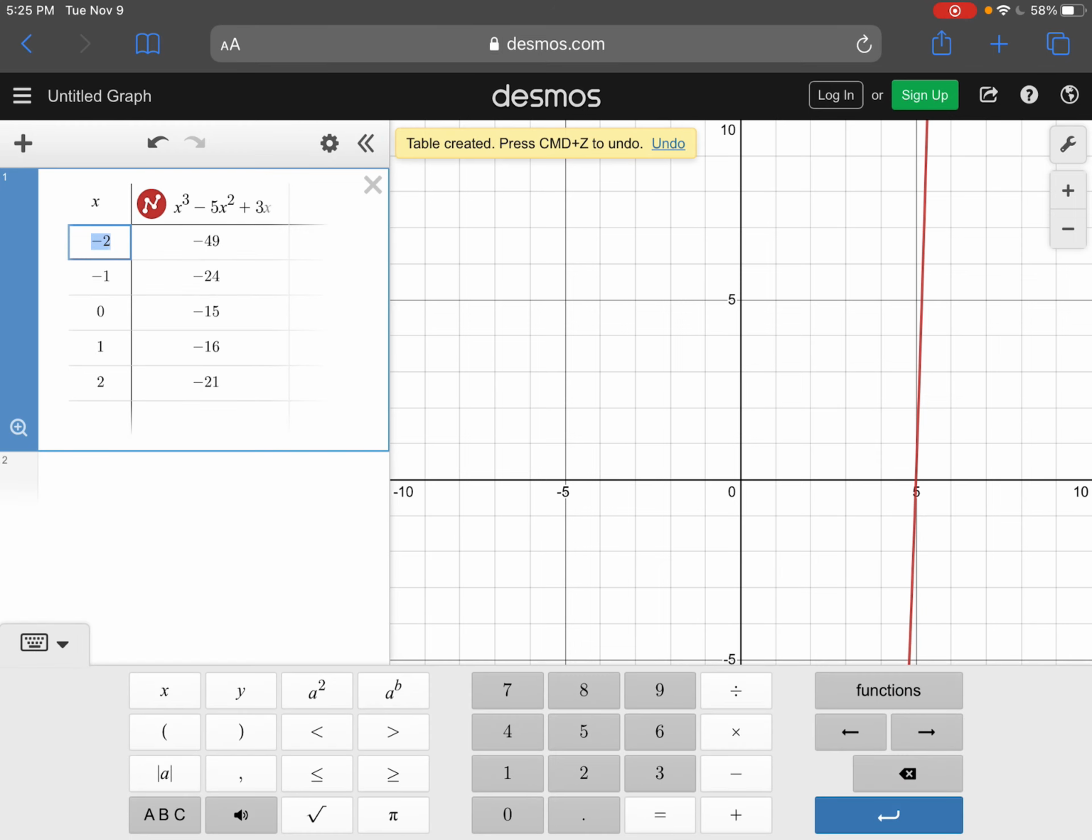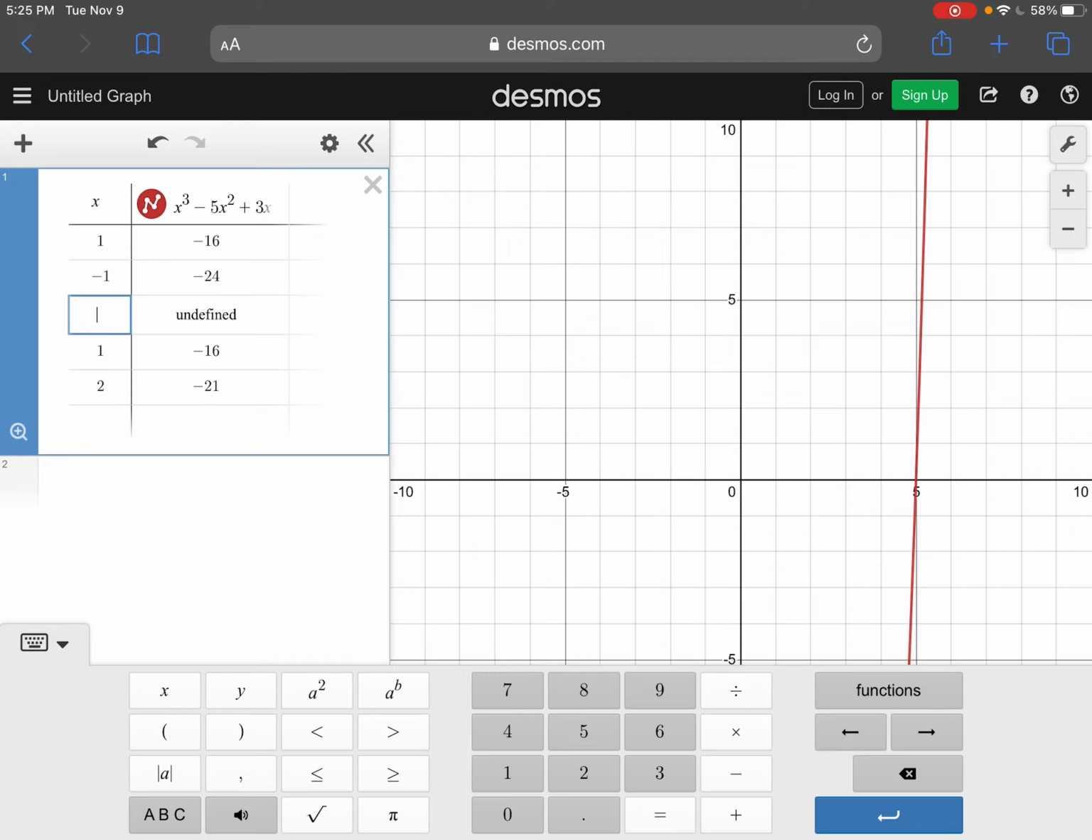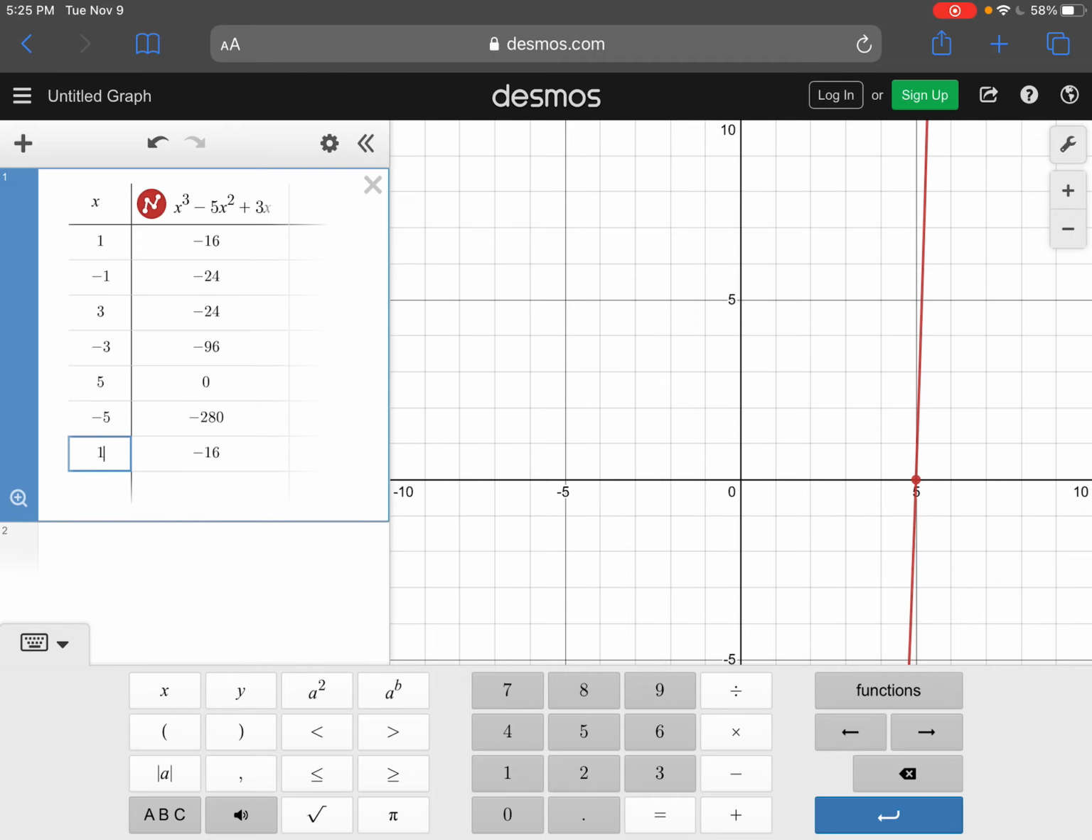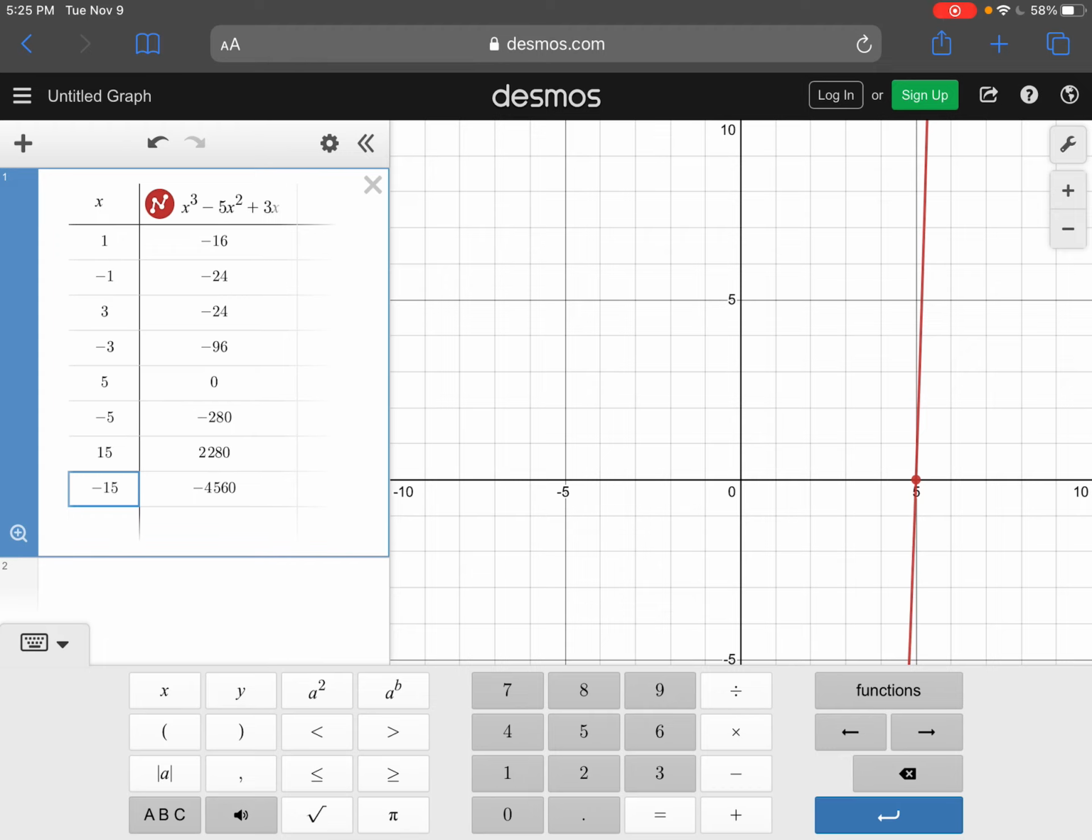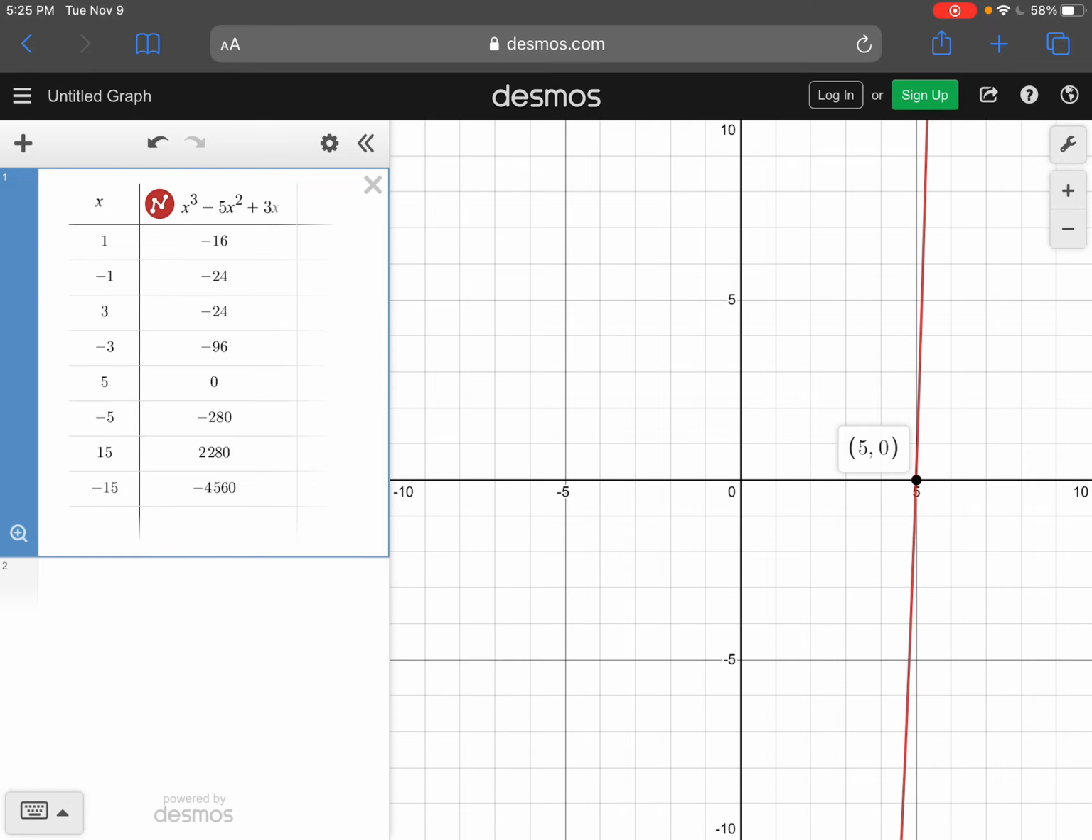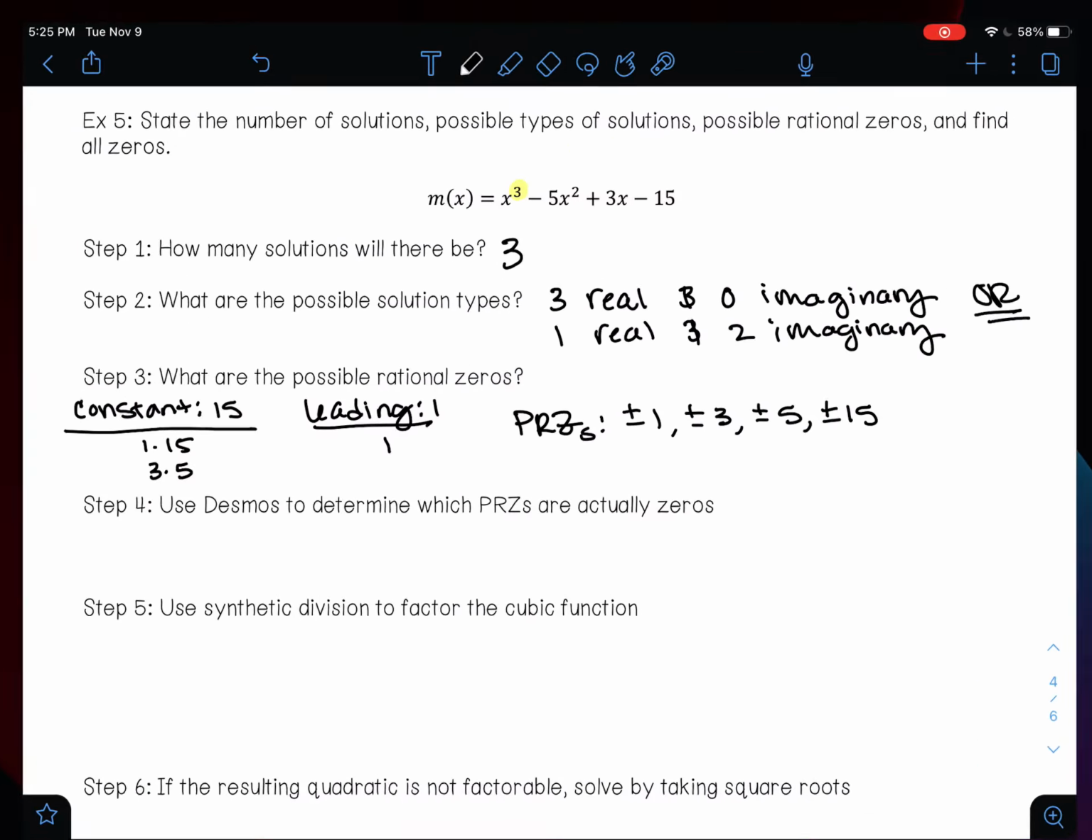So I have positive 1, negative 1, positive 3, negative 3, positive 5, negative 5, and then positive 15 and negative 15. So out of our possible rational zeros, we found one of them. It's this 0 right here. It's 5. So we only got 1 zero from our calculator.